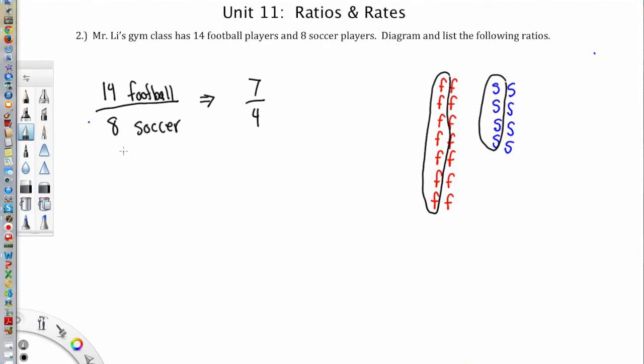We can also do a part to whole. We could say I have 14 football players out of the entire class of athletes. And how many athletes? If I have 14 and 8, that would be 22.